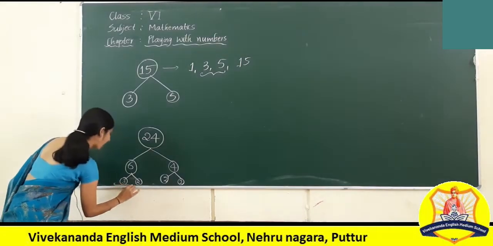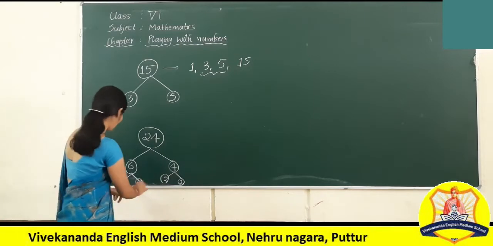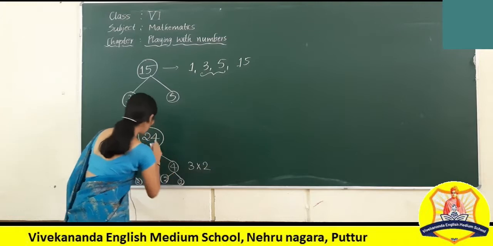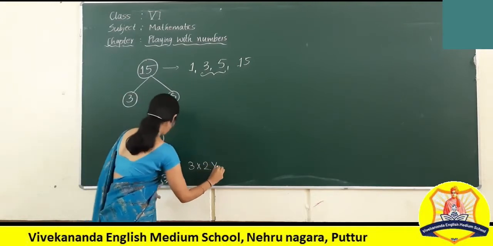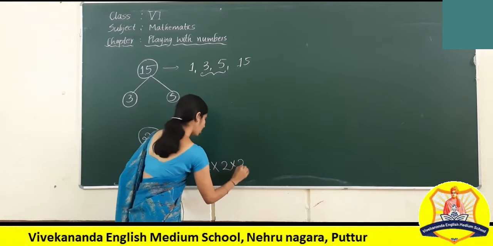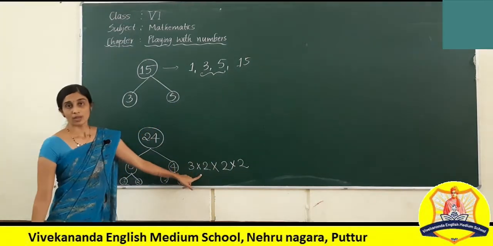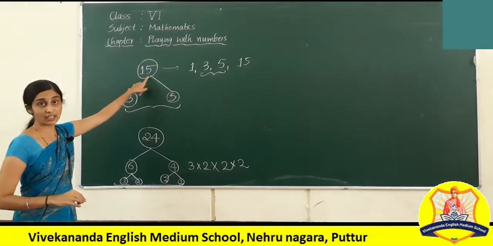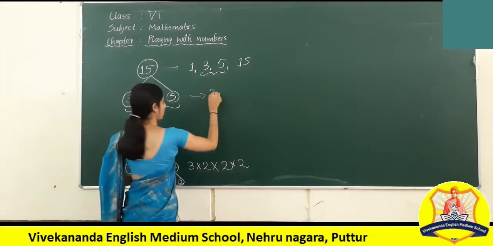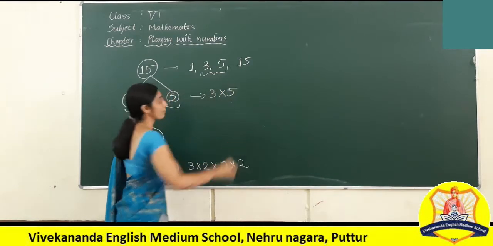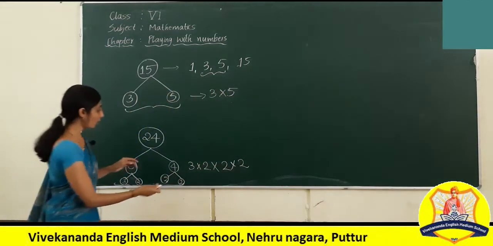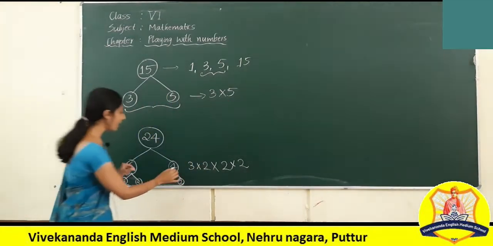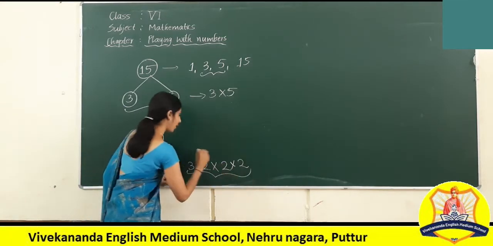Here, the final factors of 24 are 3, 2, 2 and 2. 15: 3 and 5. So if you observe this clearly, it ended with prime numbers.